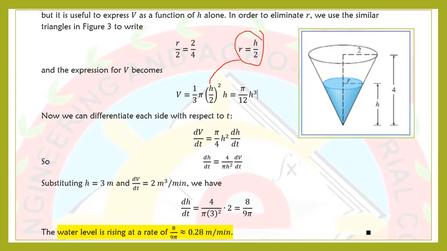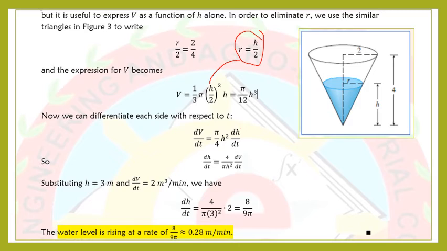So, if we differentiate natin, class, dV over dt, so magiging pi over 12 h cubed, ang derivative niyan, or differentiation nito, is magiging pi over 4 because 3 over 12 is 1/4 times pi. So that's why naging pi over 4. And then si h, yung exponent niya magbawas ng 1. So that's why h squared na lang. And then i-differentiate natin to with respect to t. So that's why dh over dt.